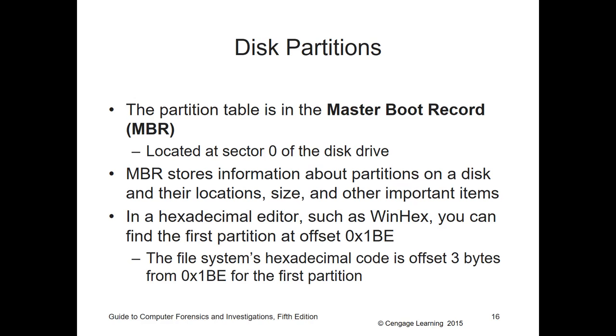So we're going to talk about MBR because it's going to be the most common, but this one has a 2 terabyte limit, so if the drives are too large, we're looking at GPT. For this example, let's talk MBR though. So MBR would be located at the physical sector 0 of the drive. The MBR stores information about the partition, the files, the sizes, and other important data. If you're using a hex editor, like WinHex, you can find the first partition using that offset. That offset will denote the first partition.